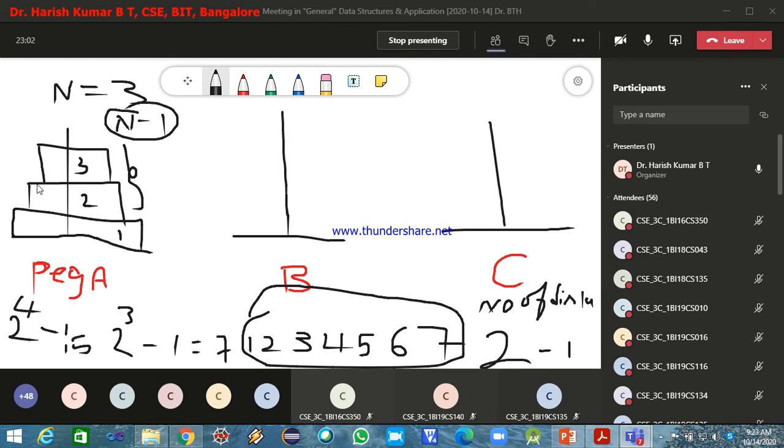Yes, sir. For you to move this lower disk to the destination peg, you have to move the first n minus 1 disks to what? B. That's the same logic we use even when you're writing the program. Recursive function. Okay, observe now. So 3 gets shifted here. Let me erase 3 here. The disk 3 gets shifted to C. We are shifting it to C.